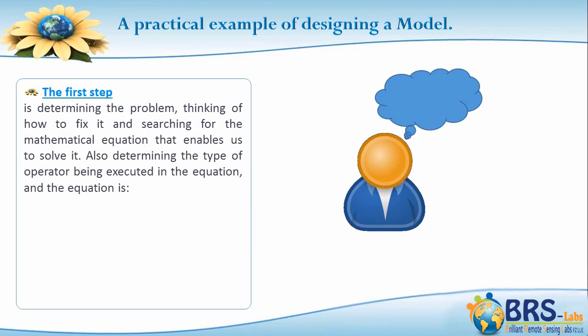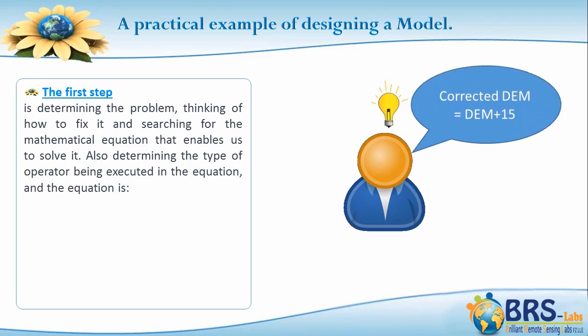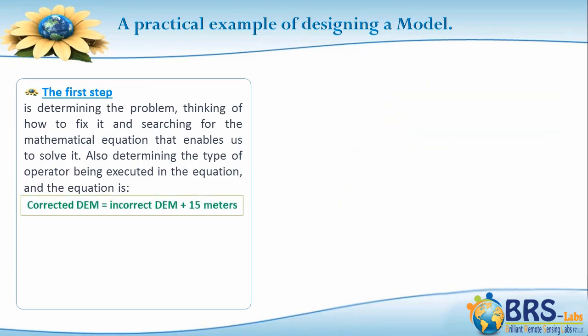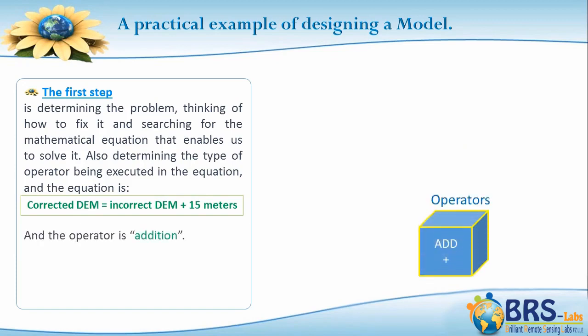The first step is determining the problem, thinking of how to fix it, and searching for the mathematical equation that enables us to solve it. Also determining the type of operator being executed in the equation, and the equation is corrected DEM equals incorrect DEM plus 15 meters. And the operator here is addition.